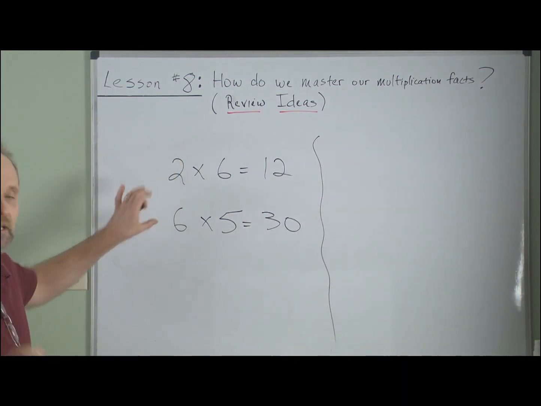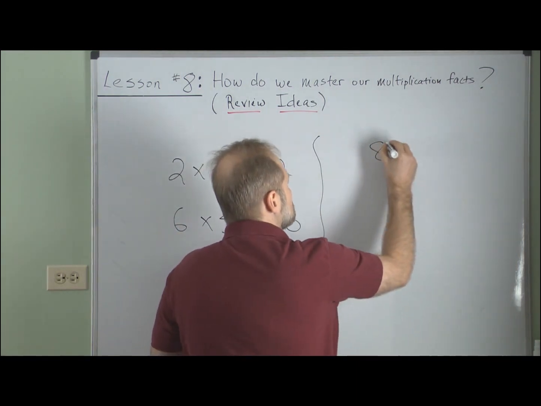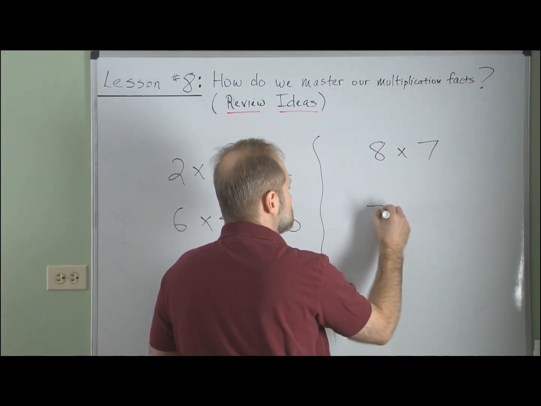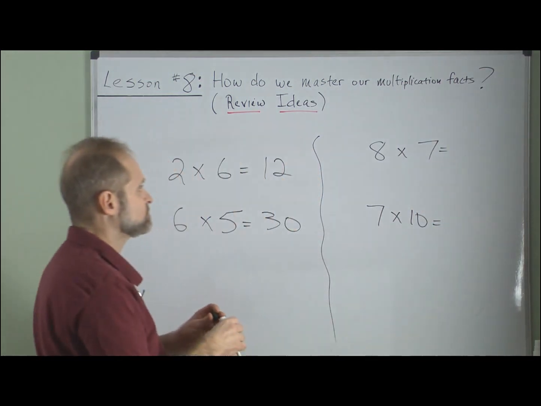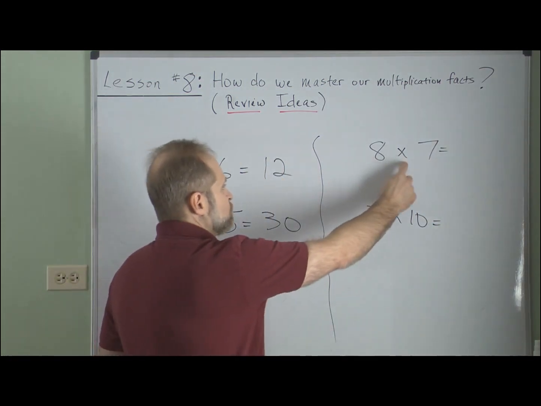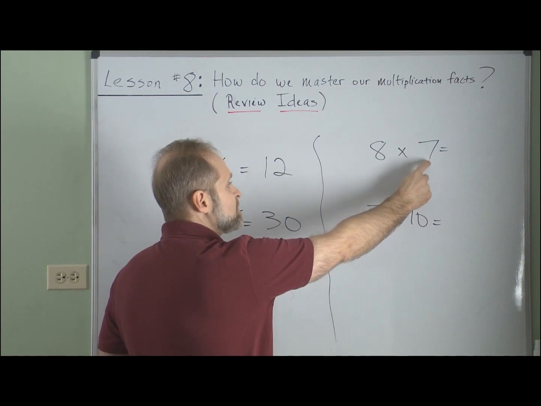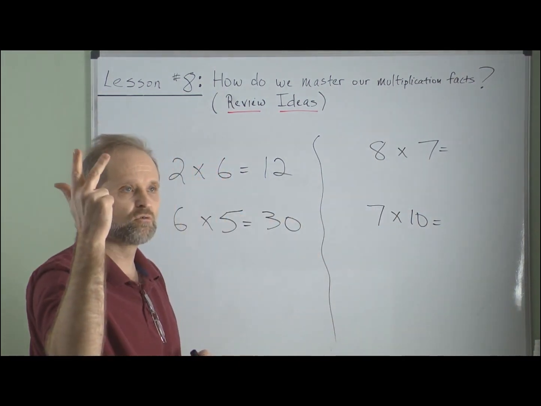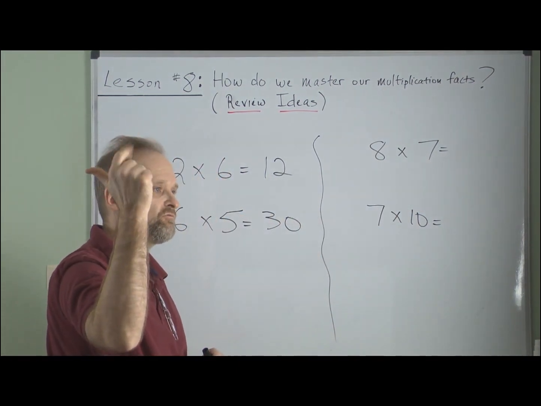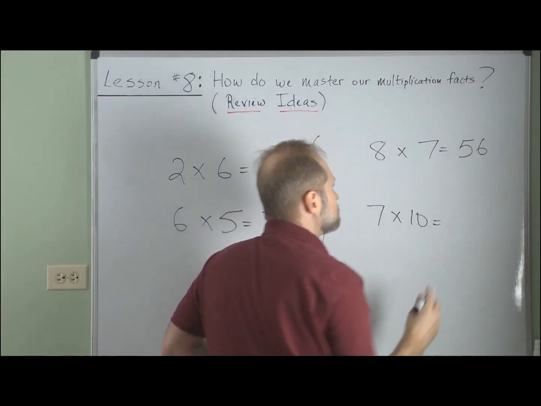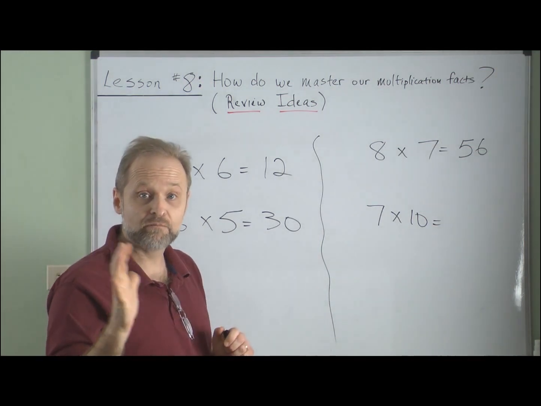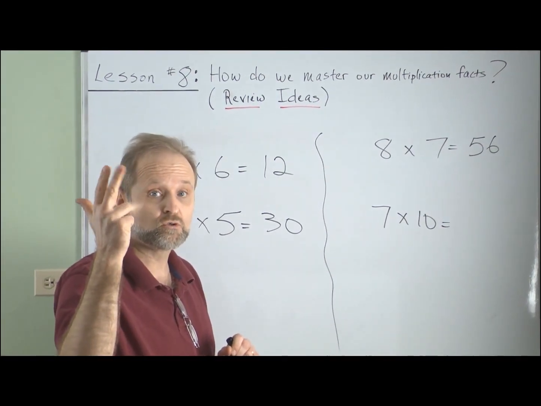Next one, let's take a look at 7s. Here we have 8 groups of 7. I'm going to skip count by 7. 7, 14, 21, 28, 35, 42, 49, 56. And again, after a while, you'll have it memorized and you won't even need to use your fingers.